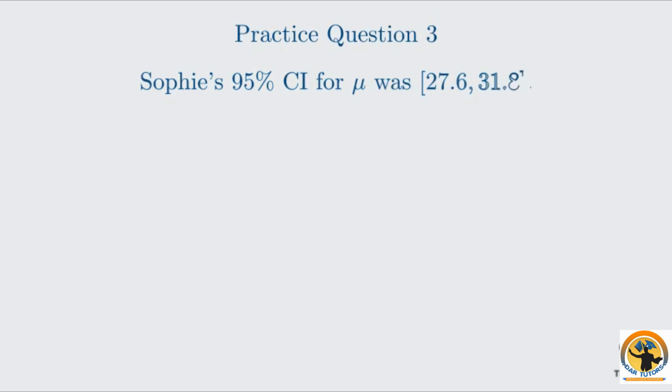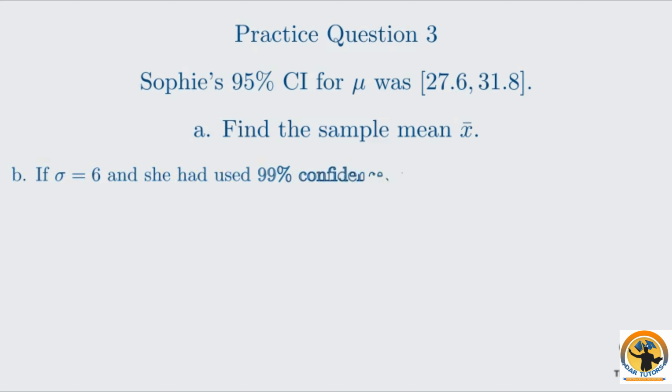Question 3. Sophie took a sample of measurements. Her 95% confidence interval for the population mean was from 27.6 to 31.8. Part A, find the sample mean x bar. Part B, if the population standard deviation was sigma equals 6, and she had used a 99% confidence level, find the sample size she must have used, and the confidence interval she would have calculated.